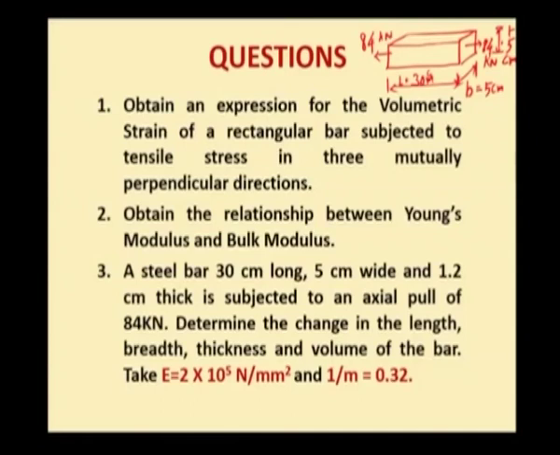You are asked to find out the change in length, delta L. Upon the application of this tensile force, elongation will take place. So, delta L has to be found out. Then the other two dimensions, breadth and thickness, will decrease, so the decrease in breadth delta B and decrease in thickness delta T also need to be obtained. Finally, you have to get the value of change in volume delta V. For this we can use the expression for volumetric strain of a bar subjected to force along one direction.